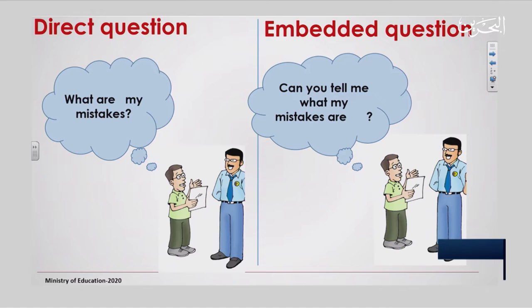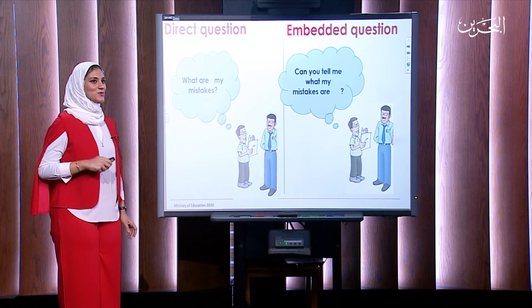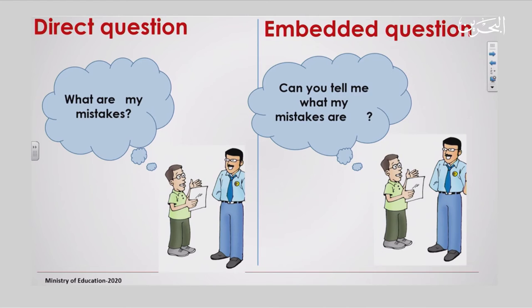Let's start with these two questions. So we have a direct question and an embedded question. For the direct question, what are my mistakes? For the embedded question, can you tell me what my mistakes are? So what do we notice here? In direct questions, we have what are my mistakes, where the verb "are" is the second word in this question. As for the embedded question, then "are" comes at last. But again, what do we mean by that?